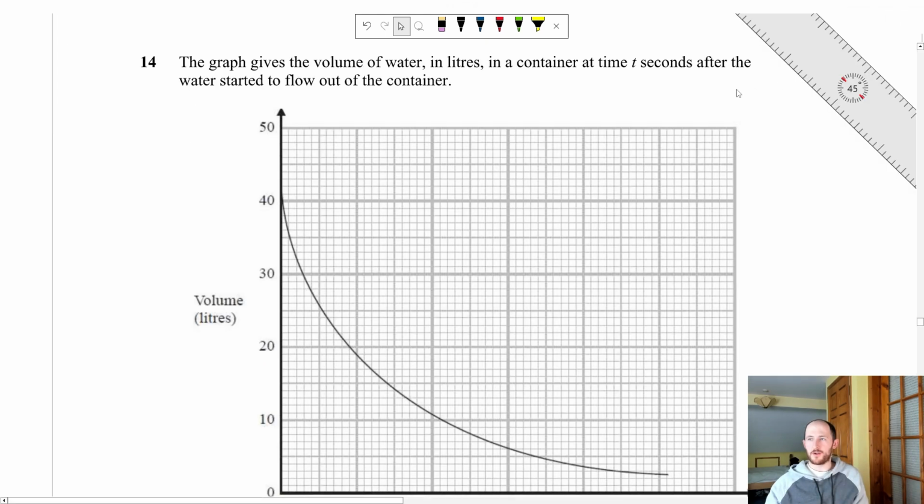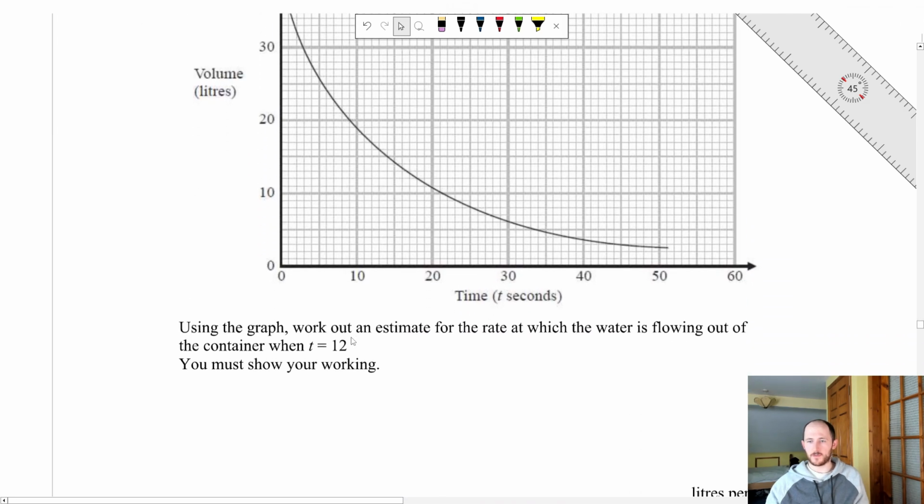So I've got a bit of a spoiler on screen with the ruler, but it says here, the graph gives the volume of water in litres in a container at time t seconds after the water started flowing out of the container. And it says, use the graph to work out an estimate for the rate at which the water is flowing out of the container at t equals 12. So let's find where that is. So it's 11, 12. That is this point right there.